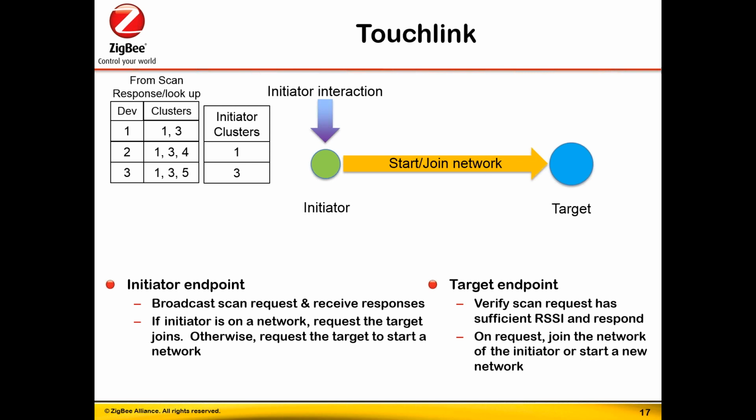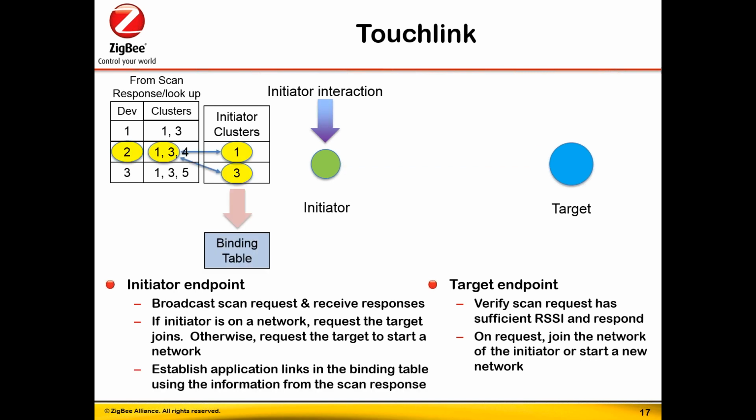But then after that, the next step, what the initiator can then do, it can use the information that it got in the scan response, the device ID. In this particular case, it's device ID 2, and it can derive what clusters are supported on that device. In this case, 1, 3, and 4. It looks at the clusters that it itself supports and sees whether there are any matches, and indeed in this case there are some matches, and then it can create an entry in the binding table in exactly the same way as we had with finding and binding. So next slide, please.